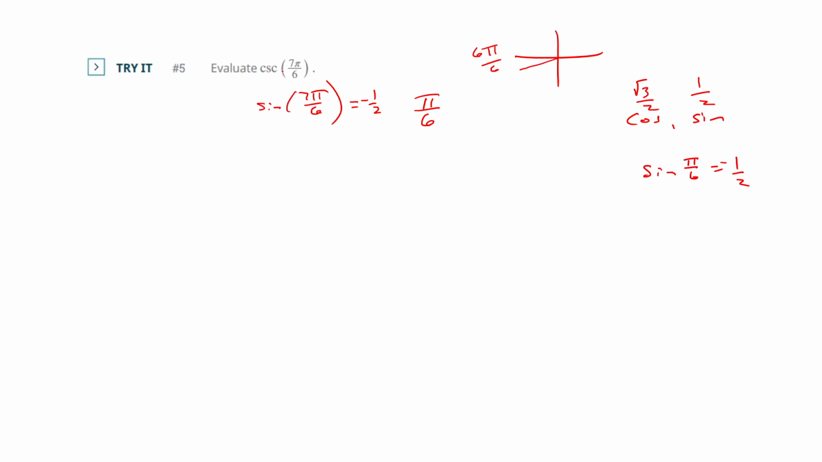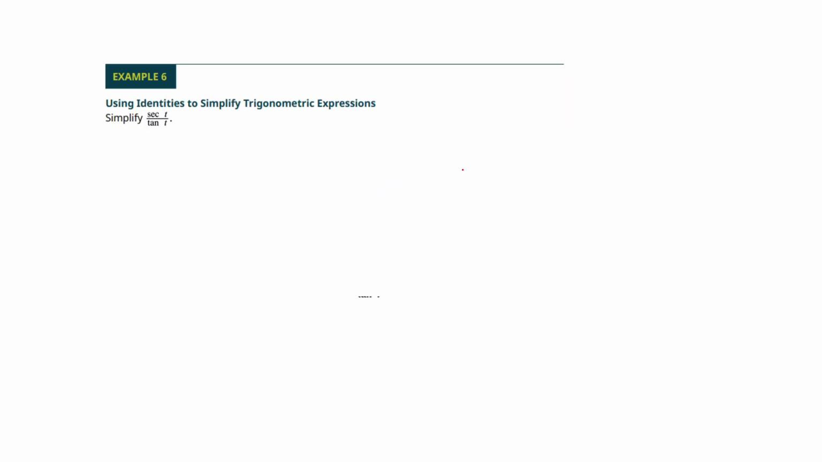Okay, now, we don't want sine, we want cosecant. And cosecant is 1 over sine. So I've got 1 over negative 1/2. Flip that upside down. I've got negative 2.